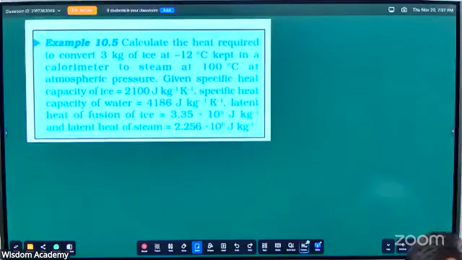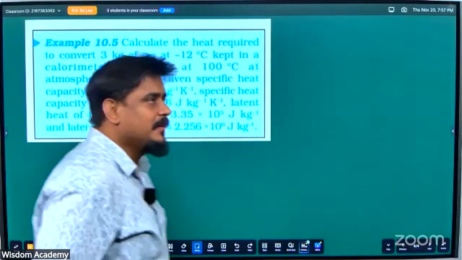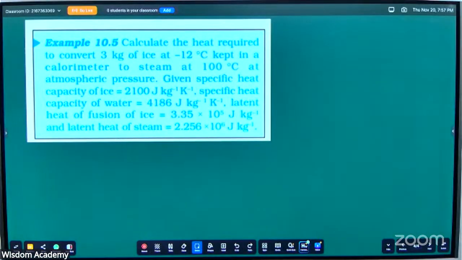Have you got the answer? Will you get the answer? Okay, I think you are just struggling to multiply. I hope you're solving correctly.